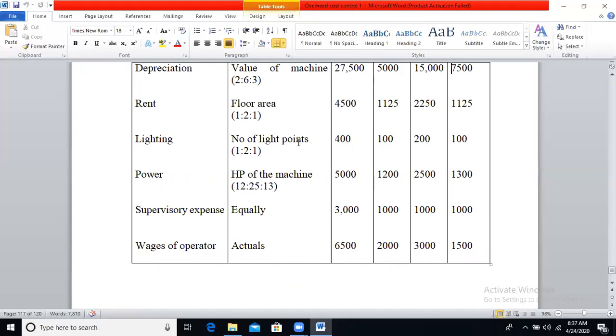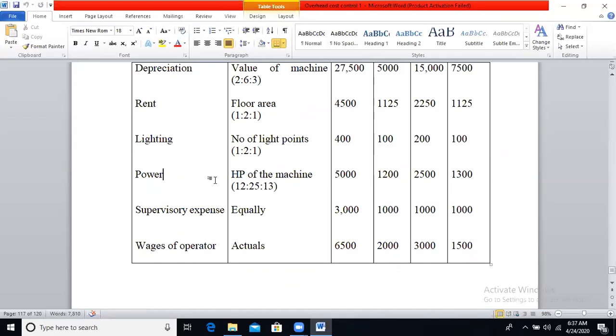For the lighting, we have considered number of light points as the basis. The ratio will be 1 is to 2 is to 1. The total value of lighting will be 400. So for machine 1, 400 into 1 divided by 4, you will get 100. For machine 2, 400 into 2 divided by 4, you will get 200. And for machine 3, 400 into 1 divided by 4, you will get 100.